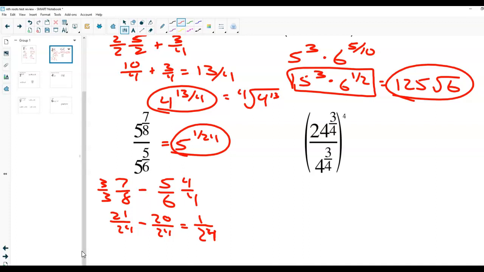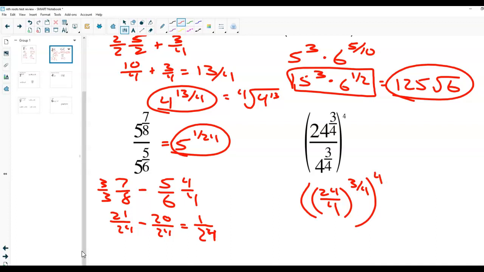Finally, when you have different bases, and notice, you can't even make these bases the same. You can't write 24 as 2 raised to something. There's really not much you can do there. But when you have the same exponents, what you can do is take the bases out, like this, and put the exponent over here.